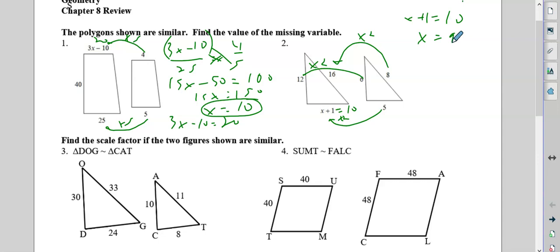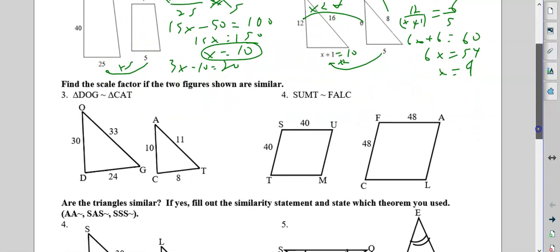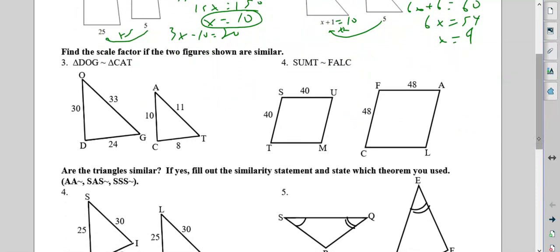So what we would do is say, it doesn't matter which sides. I'm going to pick the 12 and the 6. So 12 over x plus 1 is equal to 6 over 5. Could have used the 16 and the 8 also instead of the 12 and the 6. Just a choice. Doesn't matter. So 6 times x plus 1 is 6x plus 6 equals 60. Subtract 6 and you get 54. And again, you get x equals 9. Just options. Just different ways to do things. You work with what works best for your brain.